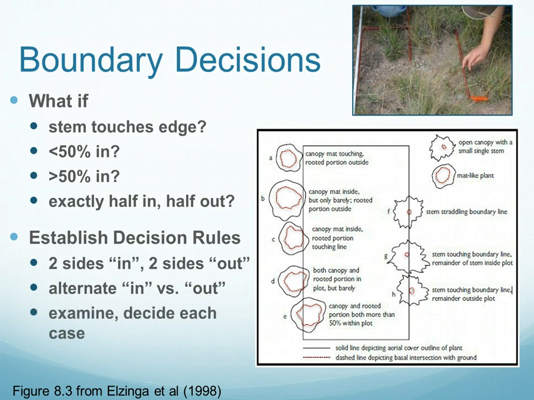Another approach is to closely examine each individual case and then decide whether more than half of the plant is in or out. This approach is not recommended, however, because it can be quite time-consuming, and there's always the potential for observer error or a bias to be introduced.